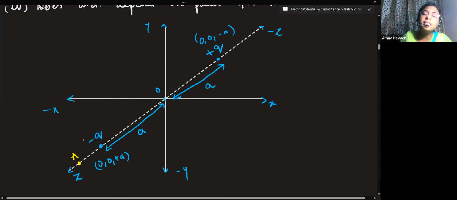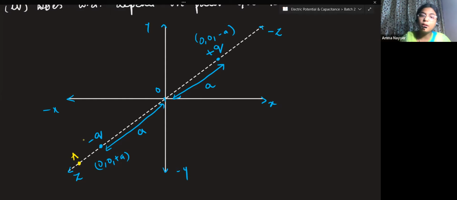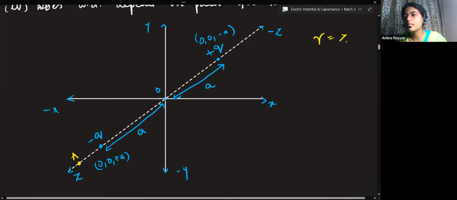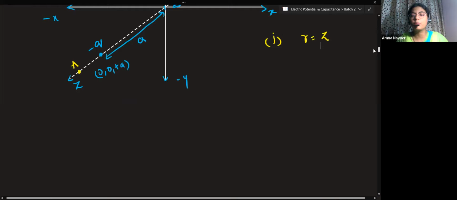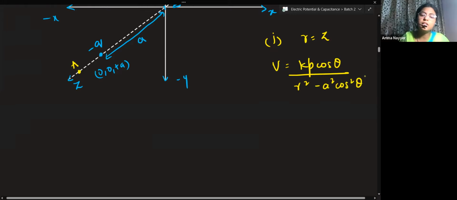So this becomes the axial line case. Why? Because the dipole is located on the z-axis, and on the same axis we have the point A. Now we know R is z in this case. So the answer for the first part will be what? You have R as z. The general formula of potential is V is equal to Kp cos theta divided by R square minus a square cos square theta. This is the general formula.